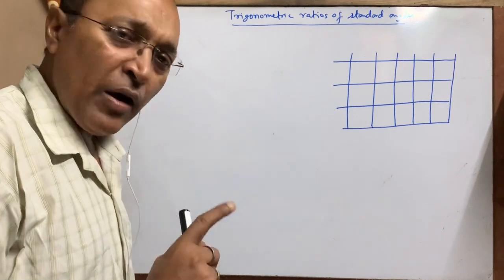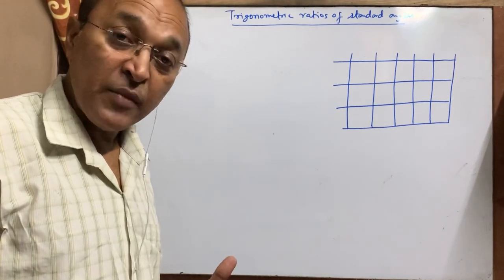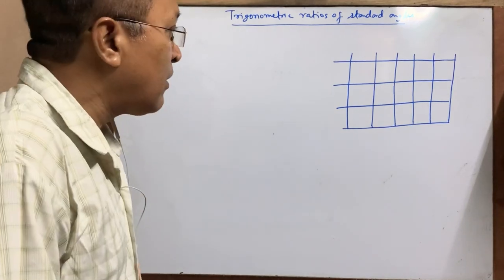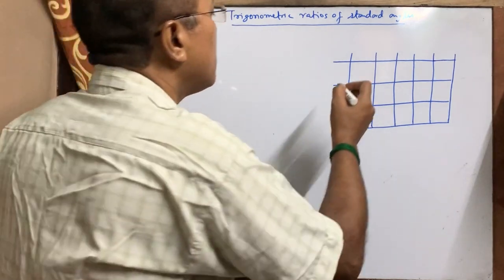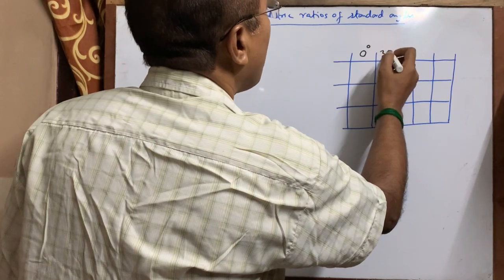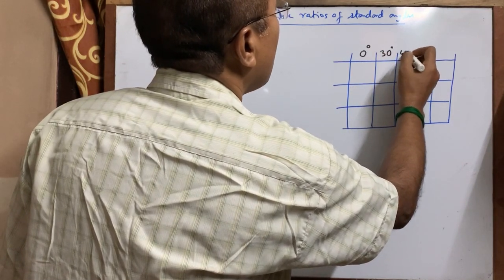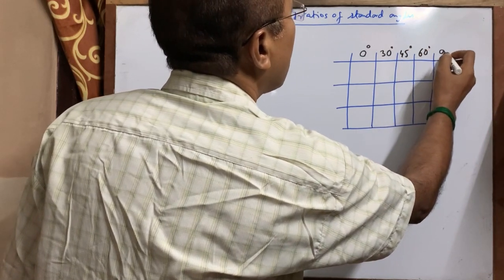So one question arises: how could you get the value of these angles? Okay, so let's start. Let's see how we can get the values of the angles. Here I am writing a particular table where our intention is finding different angles.